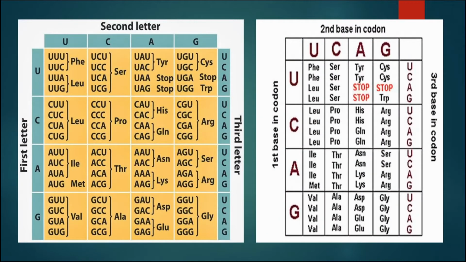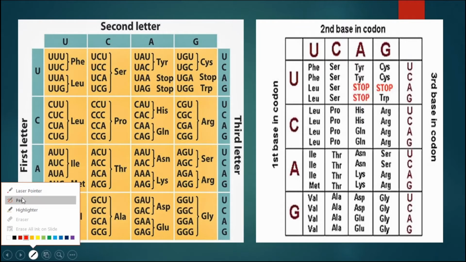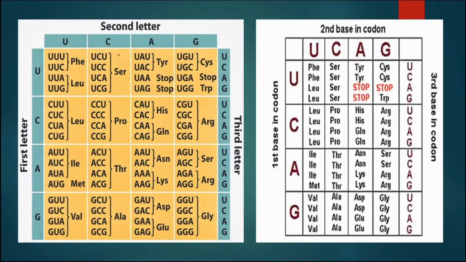Here in this slide we can see the structure of this genetic code, and we can see that 3 letters are there because it is a triplet. So this is the first letter, then this is the second letter, and this one is the third letter. And in this way we are getting 64 types of these codes.